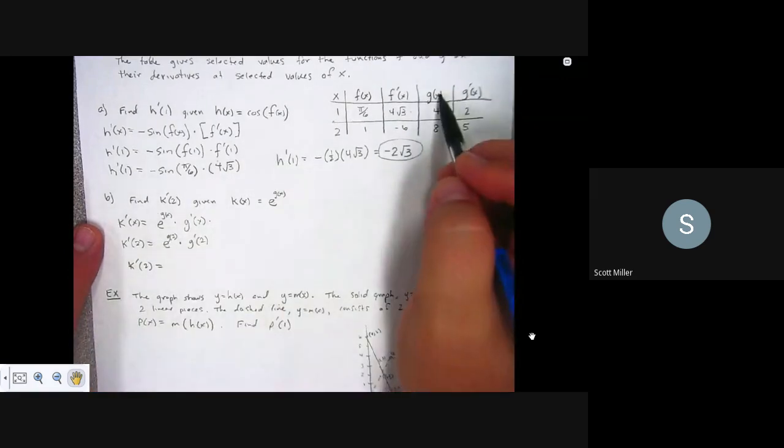And then we just go the same process we did, plug in 2. So this is e to the g of 2 times g prime of 2. And then g of 2, g at 2, is 8. So this is e to the 8. g prime at 2 is 5. So this is times 5, which gives me 5e to the 8. Done. Okay.